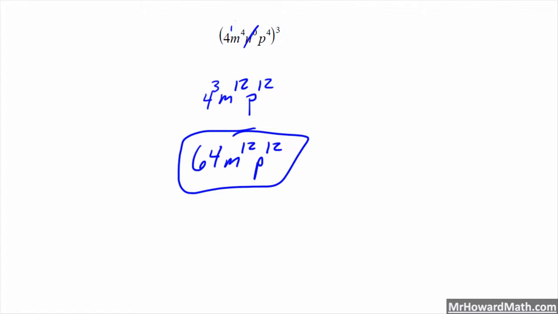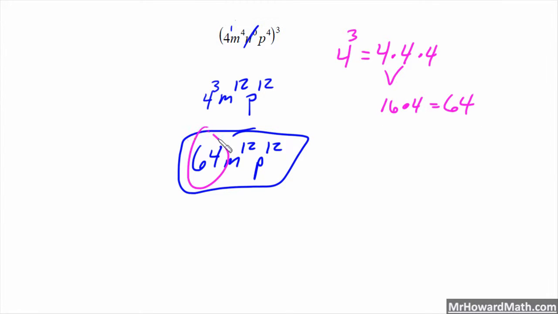And just a little review here, 4 cubed means this, 4 times 4 times 4, so 4 times 4 is 16, times 4 is 64, so that's where that comes from, just a little reminder there on that. Alright, let's look at another example.